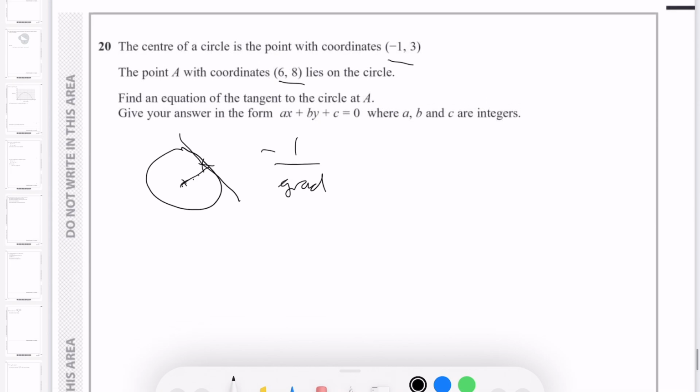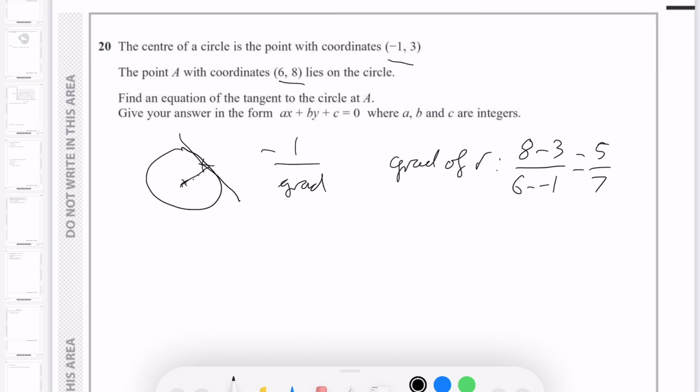We'll say the difference between these. So the gradient of the radius here, if we just write this down, gradient of radius. If we start this off, we're saying the change in y, which is from 3 going up to 8. So that's the same as 8 minus 3, which is 5, over the change in x, which is 6 minus -1. This gives us 5 over 7. Okay, so the gradient of the radius is 5 over 7.